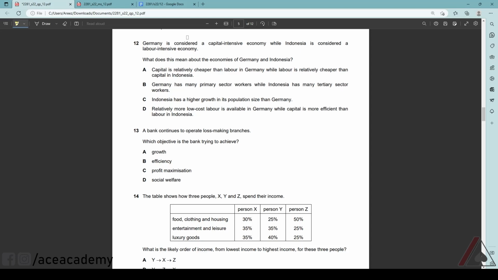It means that the reason why Indonesia is labor intensive is because labor is relatively cheaper than capital in that economy. So A can be your answer.